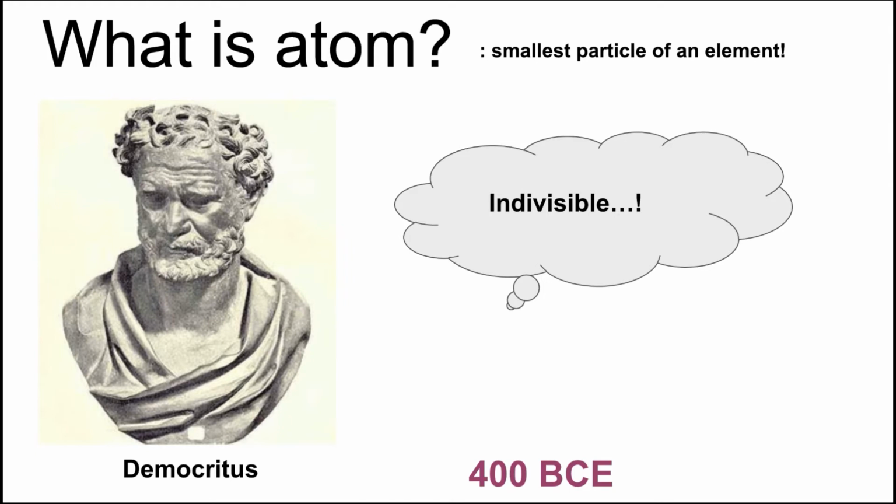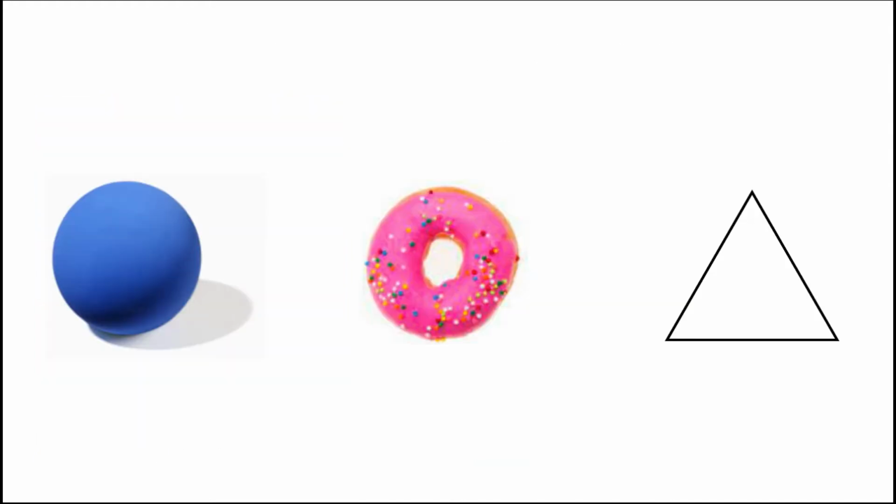Then aren't you wondering about how it looks? What do you think the atom looked like? Just a circular ball, donut, or triangle? Many scientists throughout history also predicted what an atom would look like based on their standards.